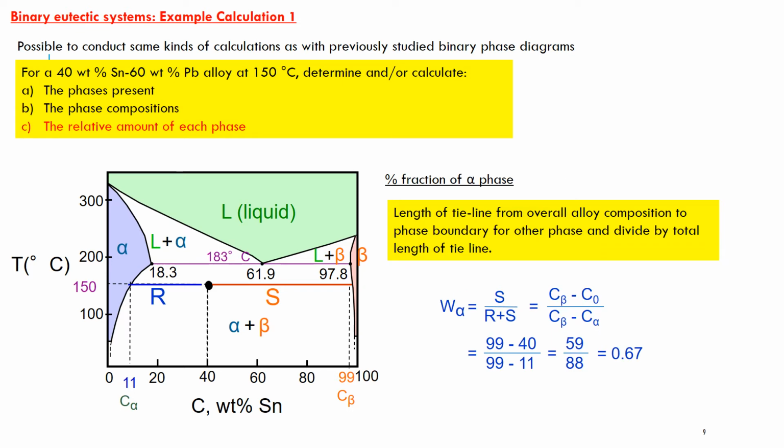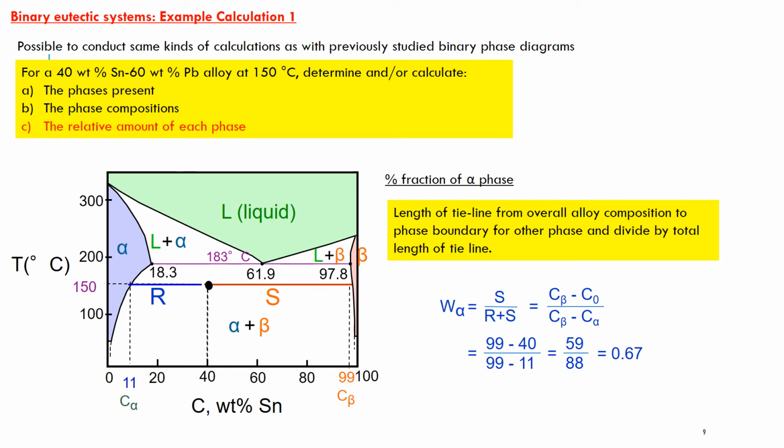And finally, I can work out the percentage fraction of each phase. So here I take the length of the tie line from the overall alloy composition to the phase boundary for the opposite phase, and divide that by the total length of the tie line. If I'm trying to work out the percentage fraction of the alpha phase here, then I take the length of the tie line from the overall alloy composition, which is 40 weight percent tin, to the phase boundary for the opposite phase. So I would take the length of the tie line from the overall alloy composition to the beta phase, which is 99 minus 40, and I divide that by the total length of the tie line.